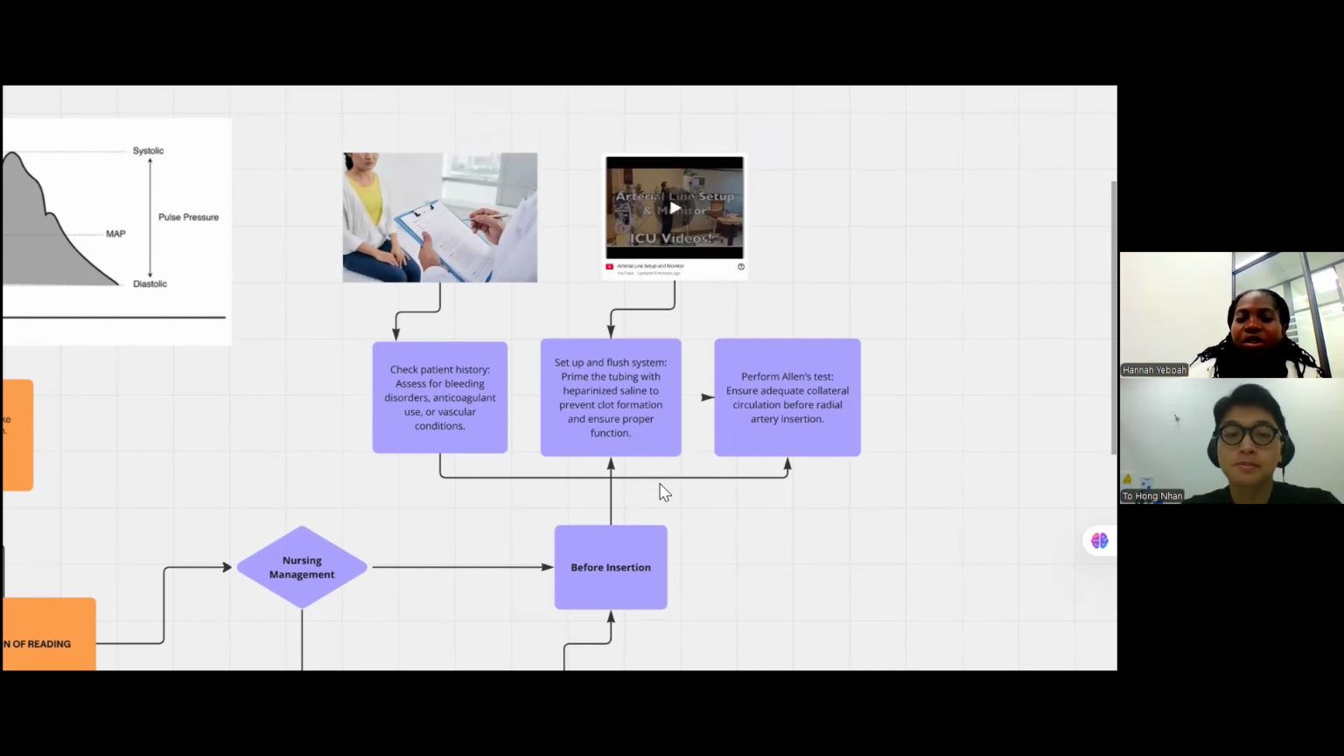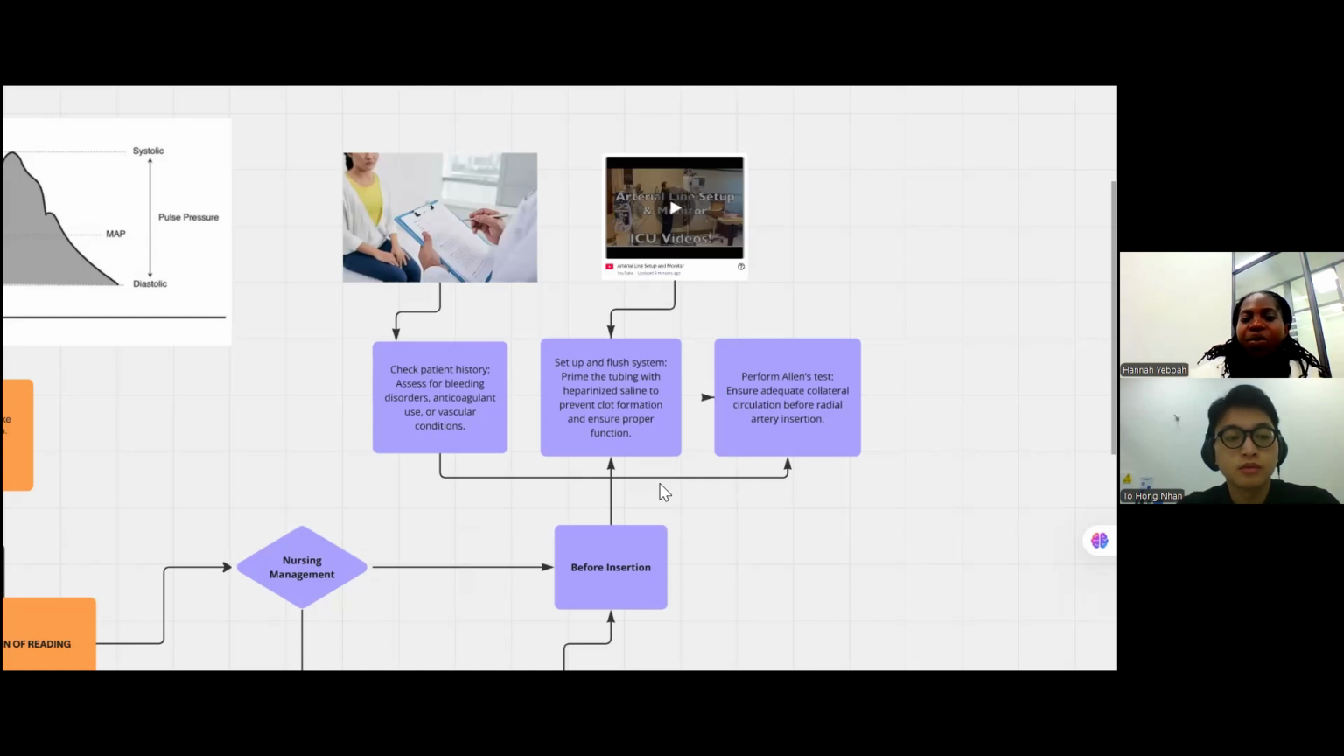Before, you have to check the patient history, it's very important. You have to assess if the patient has any bleeding disorder, any anticoagulation, or any vascular condition. Most importantly, we also need to assess the patient for allergies, because allergies are very crucial when it comes to surgeries, so that there will not be any complication for this patient.